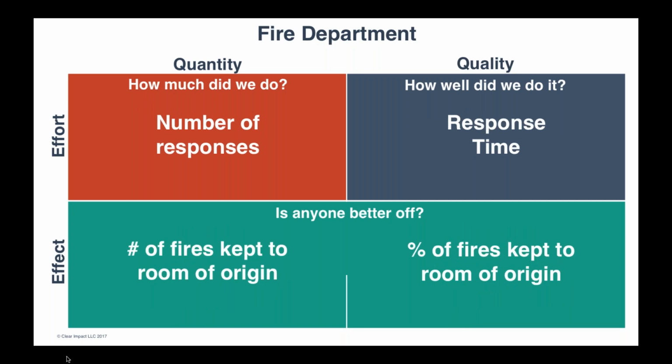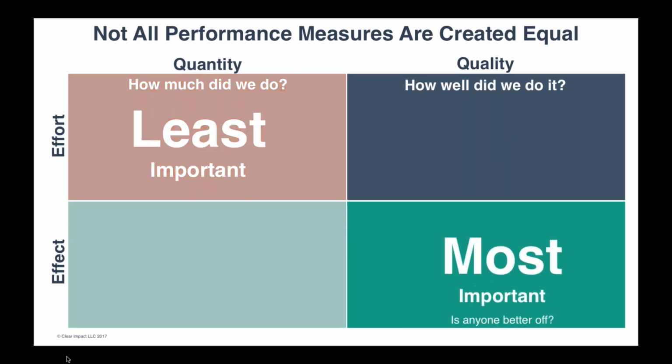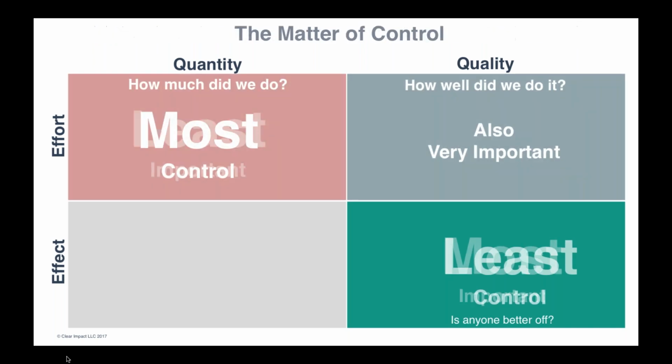Okay. Fire department, number of responses. Response time is how well did we do it. Is anyone better off? Did we keep the fire to the room of origin? Okay. And then for all measures, it's important to note that the how much did we do is the least important. Is anyone better off? Especially percent is the most important, right? Very important to look at quality of service, but really most important is anyone better off.